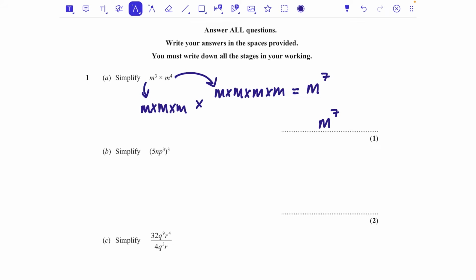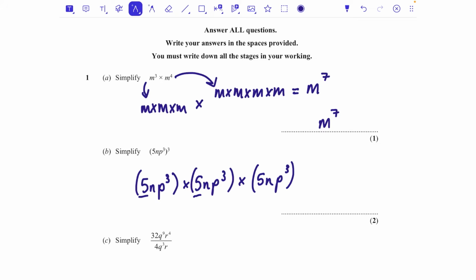With the next one, I've got 5np cubed, and I'm cubing that number. So I'm timesing it by itself, and then timesing it by itself again. And that means that you can just do 5 times 5 times 5, or the 5 cubed, which is 125, n times n times n, which is n cubed, and then p cubed times p cubed times p cubed.